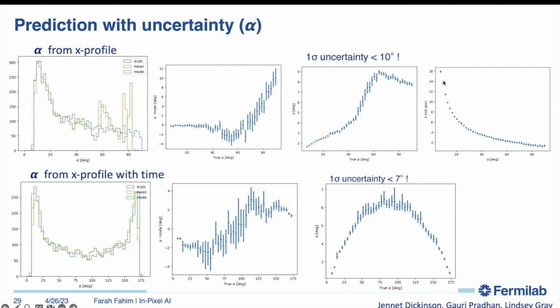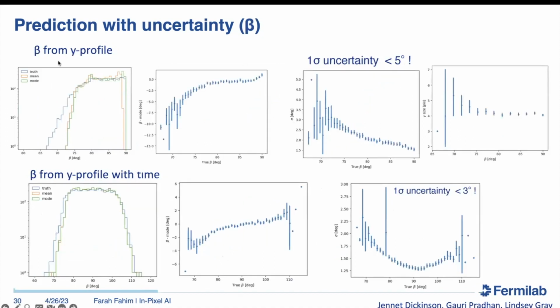And there's a strong correlation between the angle of incidence and the X size, as in the number of pixels that were hit in the X direction. Okay. Similar results for beta. So this is, I believe, one is in plane and the other one is perpendicular. So again, 1 sigma uncertainty is about 5 degrees, and with timing information, you always are doing better.